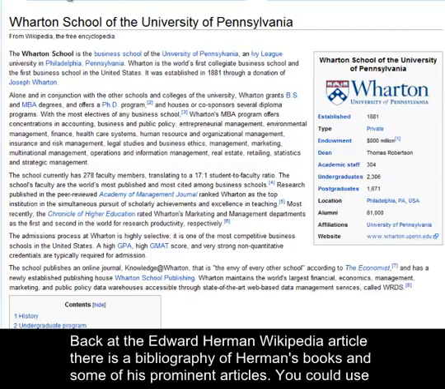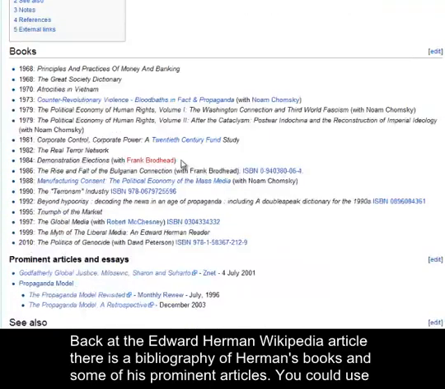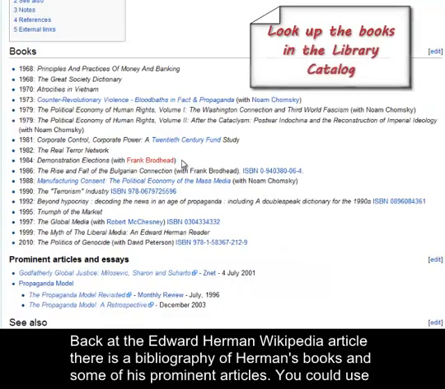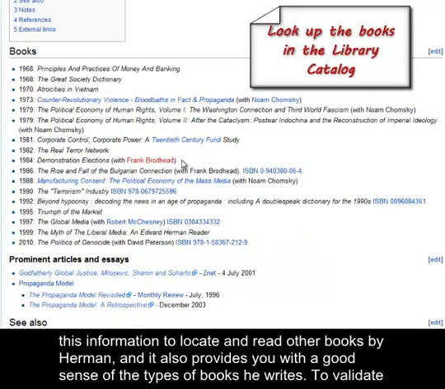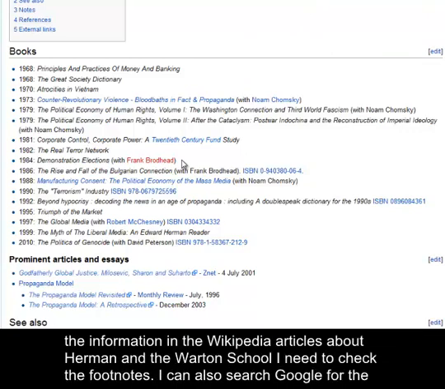Back at the Edward Herman Wikipedia article, there is a bibliography of Herman's books and some of his prominent articles. You could use this information to locate and read other books by Herman, and it also provides you with a good sense of the types of books he writes. To validate the information in the Wikipedia articles about Herman and the Wharton School, I need to check the footnotes.